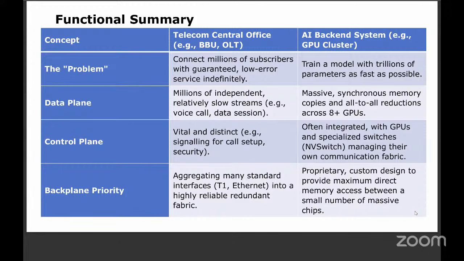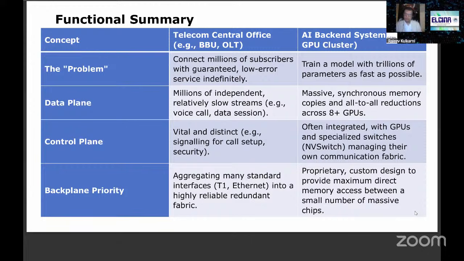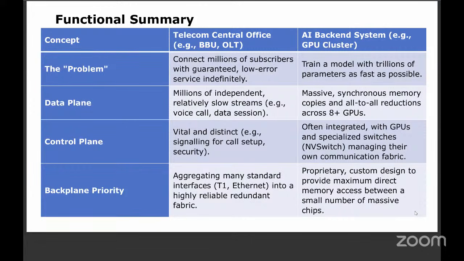AI backend system, again: train a model with trillions of parameters as fast as possible. Massive synchronous memory copies and all-reductions across 8 GPUs, often integrated with GPUs and specialized switches. NVSwitch, this is again from NVIDIA, managing their own communication fabric. Proprietary custom design to provide maximum direct memory access between a small number of massive chips.